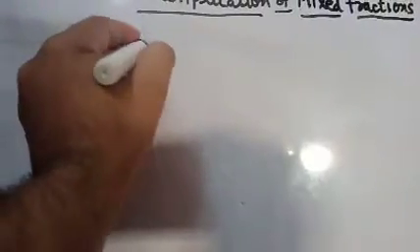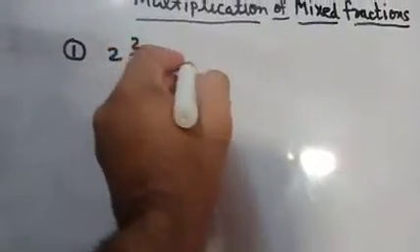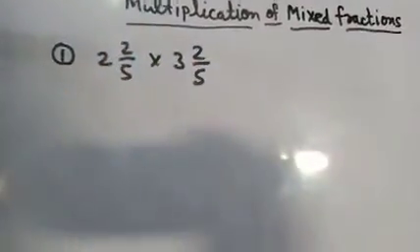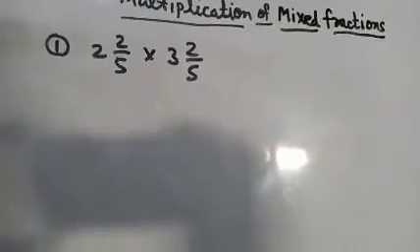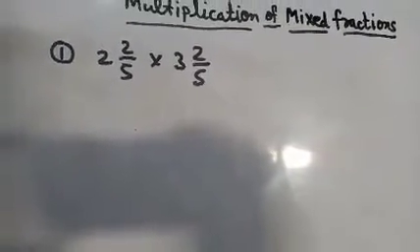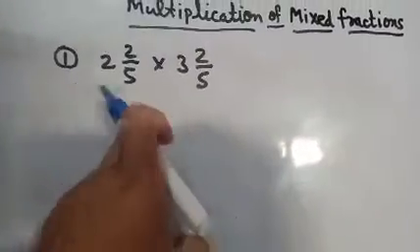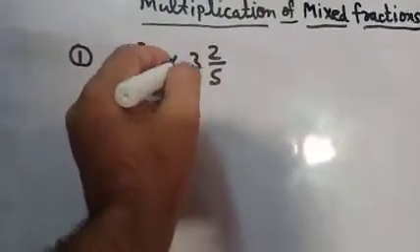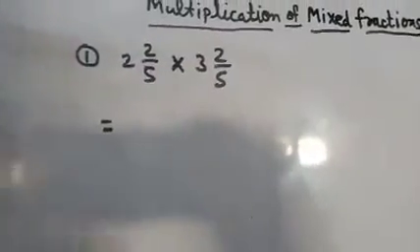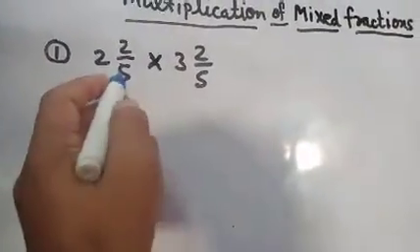So students, start with an example. 2 whole 2 by 5 multiply 3 whole 2 by 5. Don't take LCM here, because LCM is the process to solve addition or subtraction of fractions. So there is no need to take LCM because there is a multiplication sign. So first rule, convert mixed fractions into improper fractions.